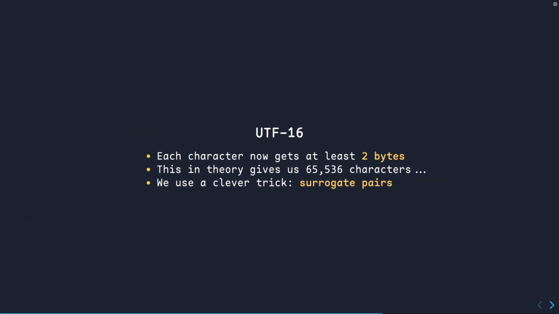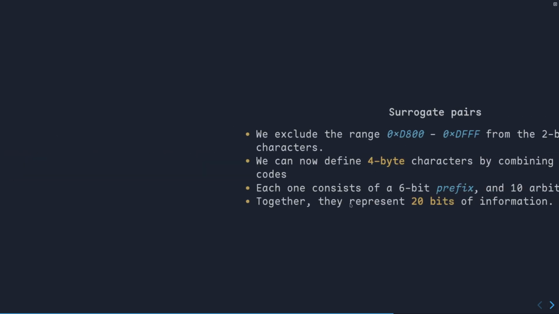So UTF-16 helps to remedy this by, first of all, restricting the number of bytes each character gets to 2. Which gives us, in theory, 65,000 characters. But we can actually use a clever trick to increase this number, which is surrogates. On the Wikipedia page they call it surrogate pairs, which is a bit confusing, but basically it's a smart way of making an exception to the rule.